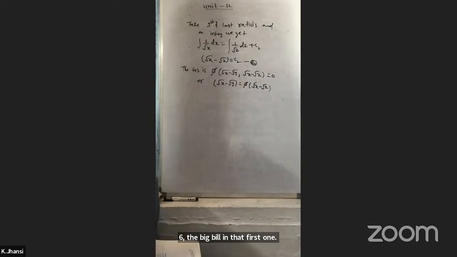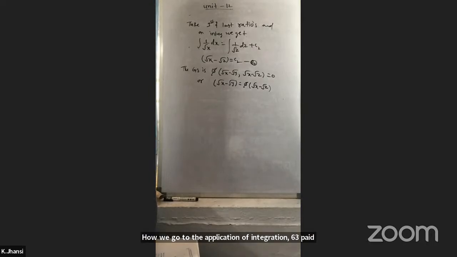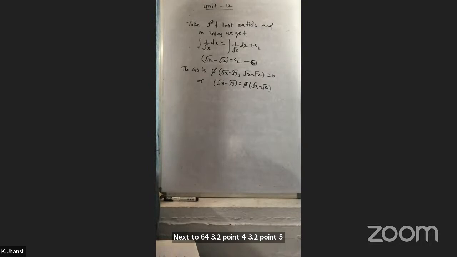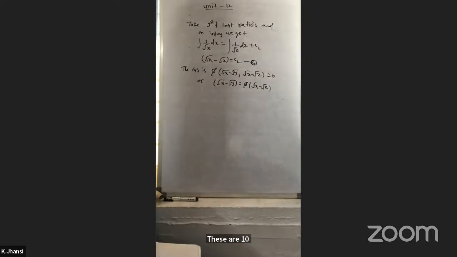Now we'll go to the application of integration. Page number 63, 3.2.2. It is finding the area of the ellipse. Next is 64, 3.2.4, 3.2.5. That is sin x and cos x. And page number 67, 3.3.3. These are all 10 marks. So compulsory from unit 3, you will get 10 marks questions only. 3.3.3, finding the area enclosed between the line y equals x and the curve.